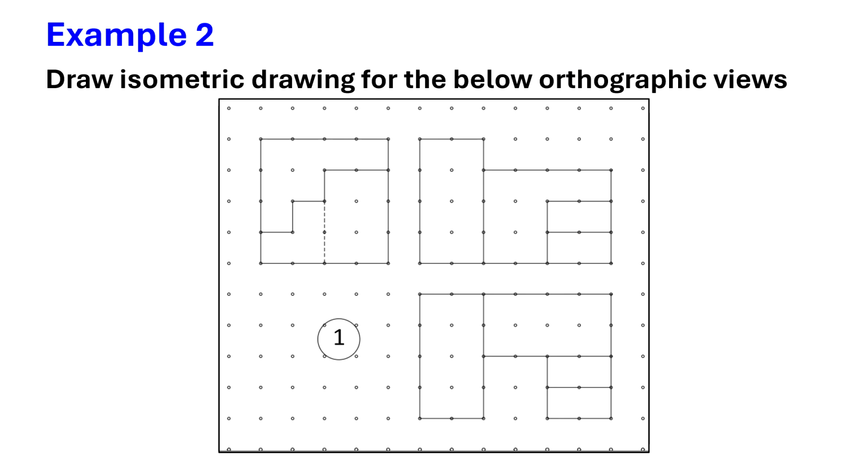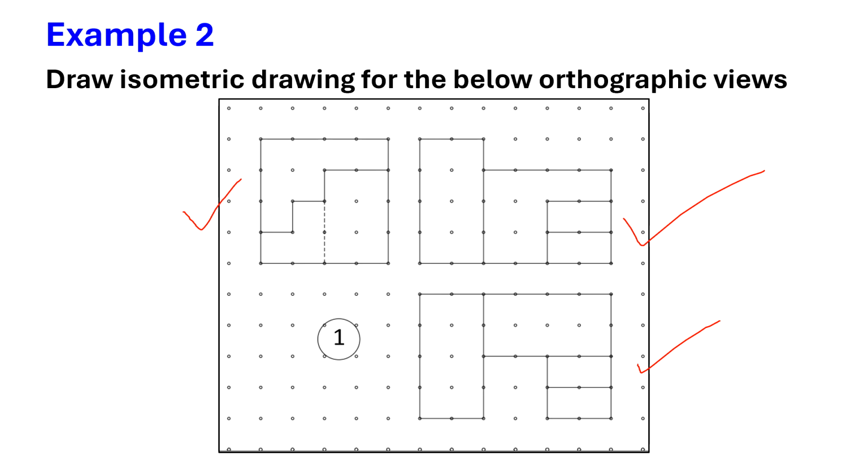Let us see one more example. Example 2. Draw isometric drawing for the below orthographic views. So here also, once you see these three views, we need to first identify the front view, top view, and side view. This is the front view, this is the top view, and this is the side view.